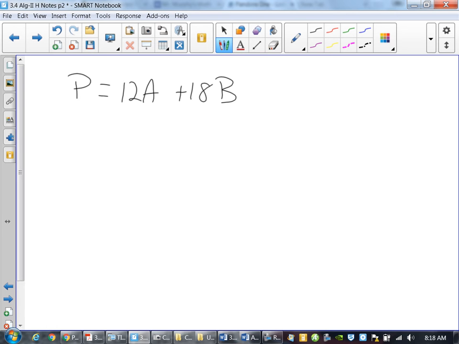Okay. Now, it also gave you two constraints. Wait, I'm sorry, this is 22. It talked about two things. It talked about square footage.